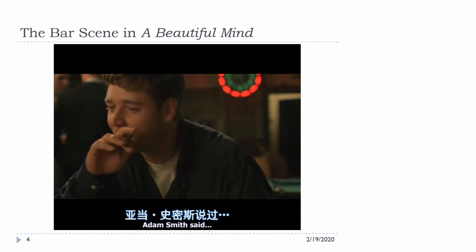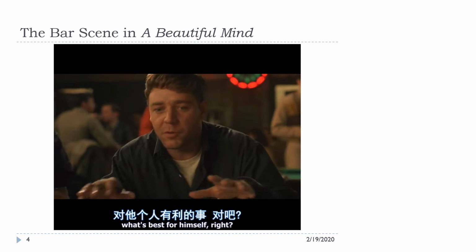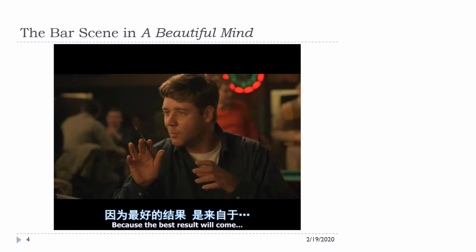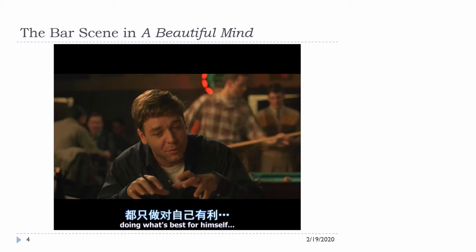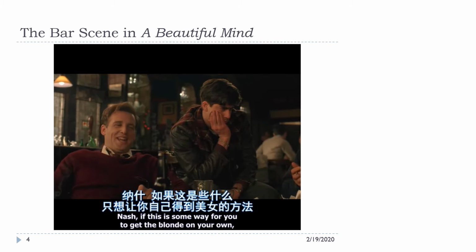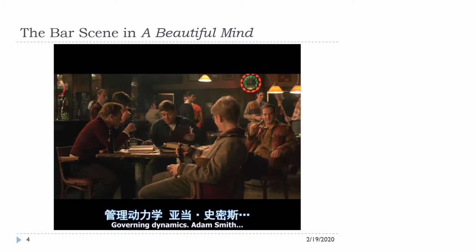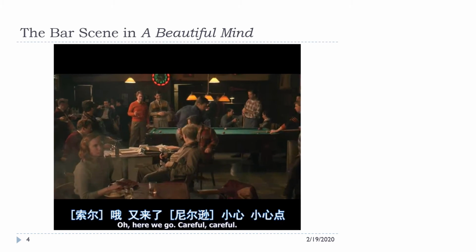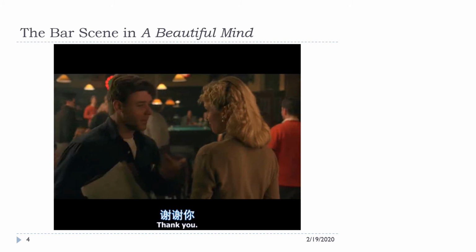Adam Smith said the best result comes from everyone in the group doing what's best for himself, right? That's what he said, that's right? Incomplete. Incomplete. Okay? Because the best result would come from everyone in the group doing what's best for himself and the group. Nash, this is some way for you to get the blonde on your own. You can go to hell. Governing dynamics, gentlemen. Governing dynamics. Adam Smith. What's wrong? Yep, there we go. Careful, careful. Thank you.